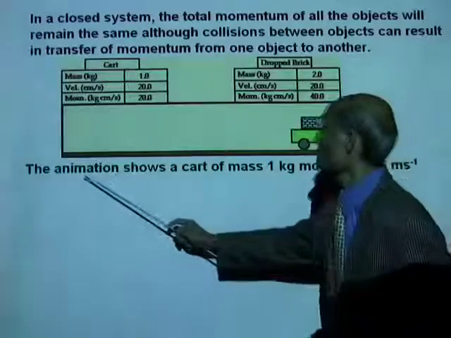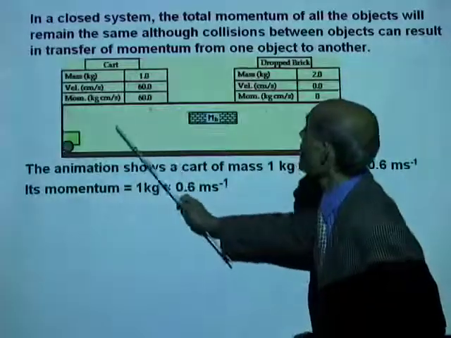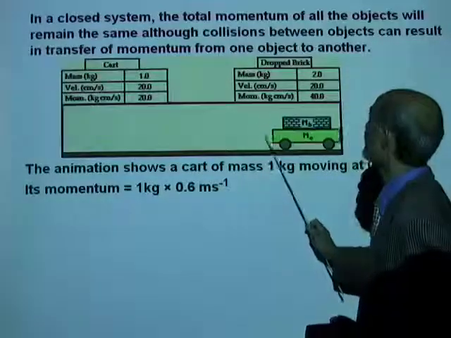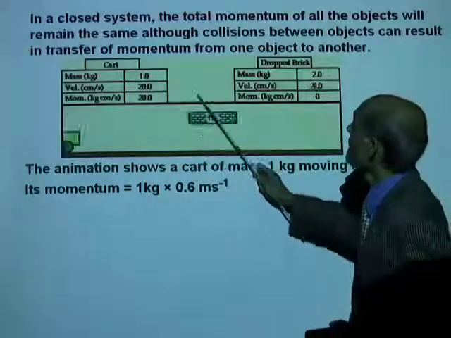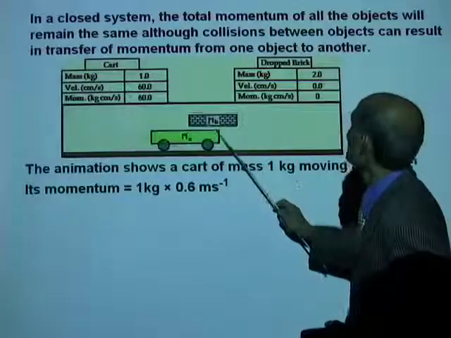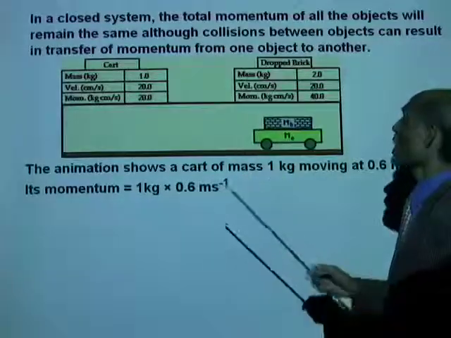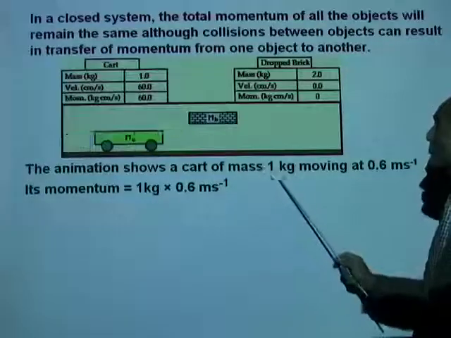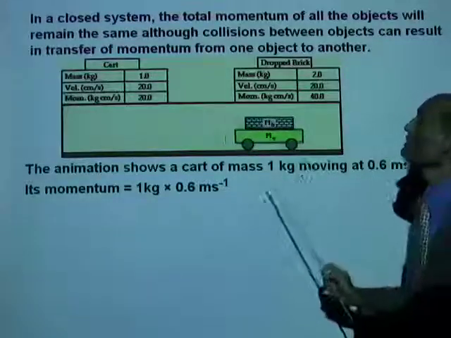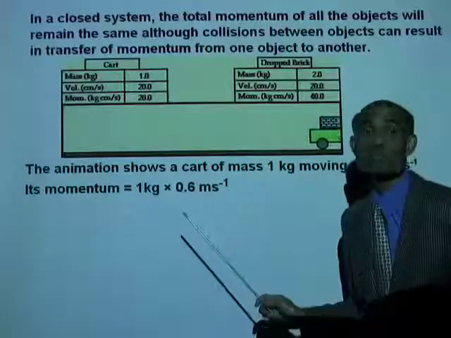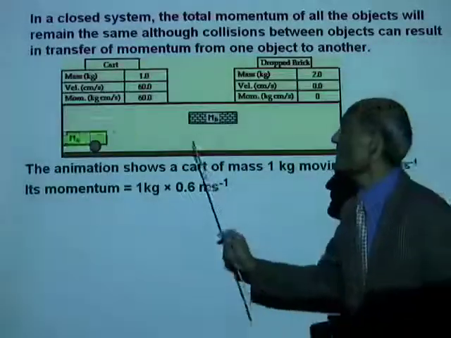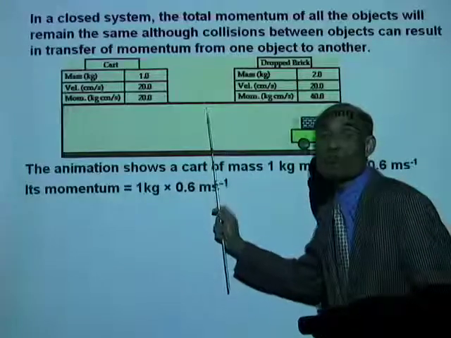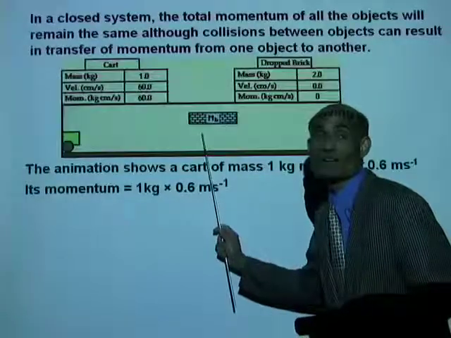Now you have a cart that has a mass of 1 kilogram. As it passes by, you have a brick that is deposited on it. So the animation shows a cart of mass 1 kilogram moving at 0.6 meter per second. Now what is the action here? The action is the brick falling onto the truck.